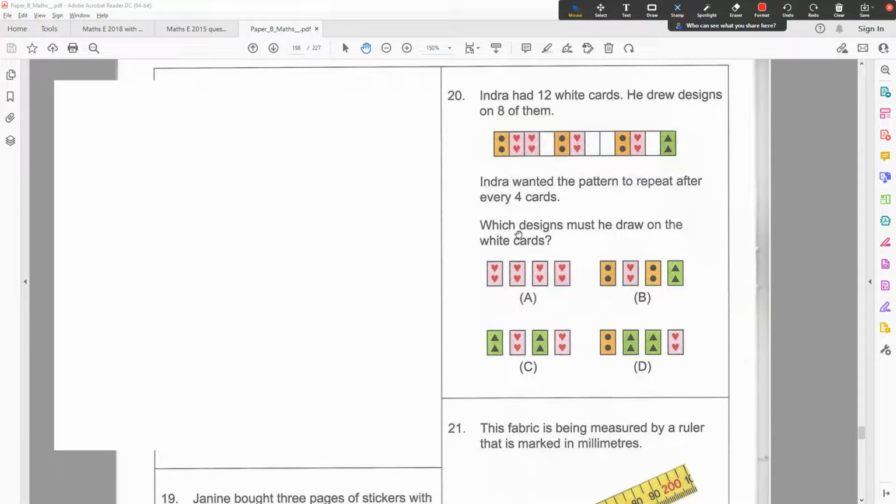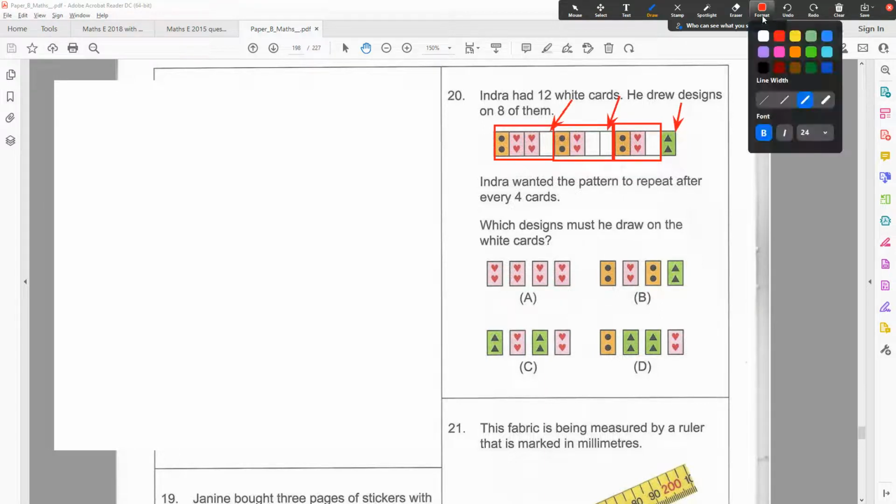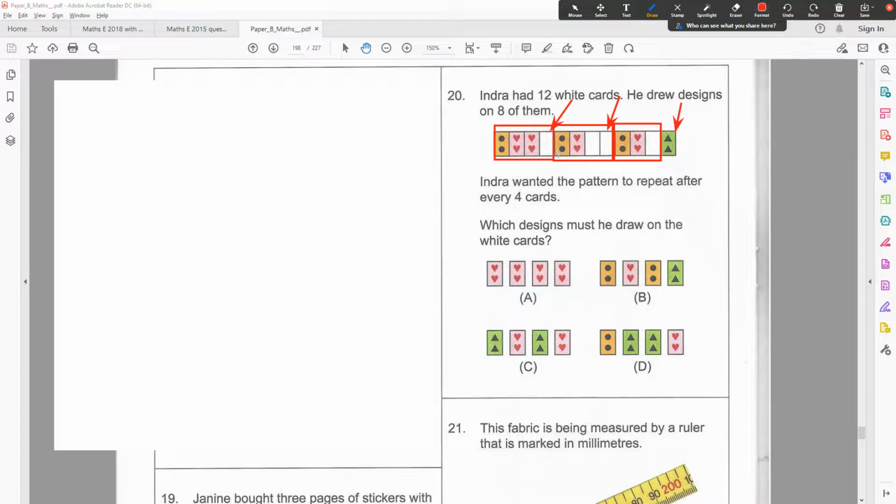Now it says here, which designs must he draw on the white cards? So let's look at this very carefully again. What designs shall he draw on the white cards? The 4 white cards, that is. I think he definitely needs, at the moment, you can see that has to be there and there, right? So the first card has to have that design, and the third card has to have that design.